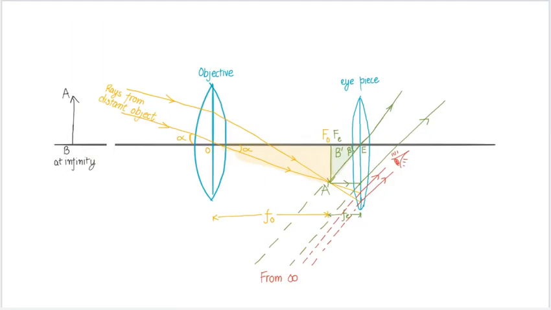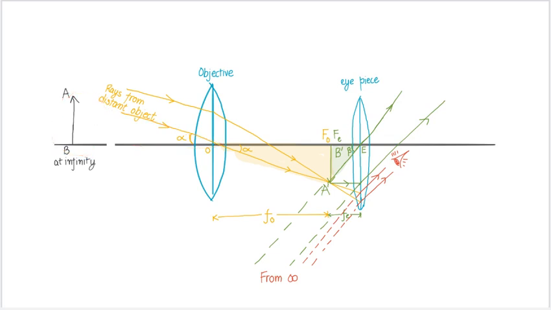Your magnifying power is defined as the ratio of the angle formed by the object AB. If you look here, your object AB is subtending an angle alpha. This angle alpha is equal to this angle, because these two angles are vertically opposite angles. So this is the angle subtended by your object AB.